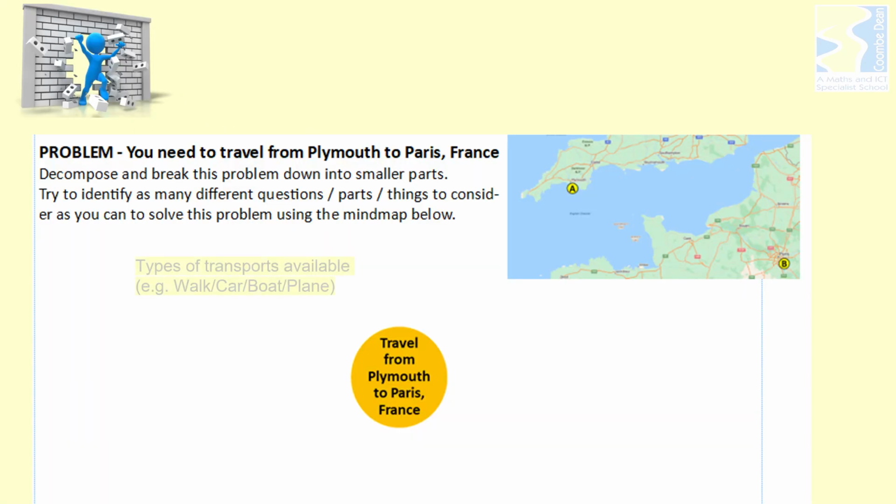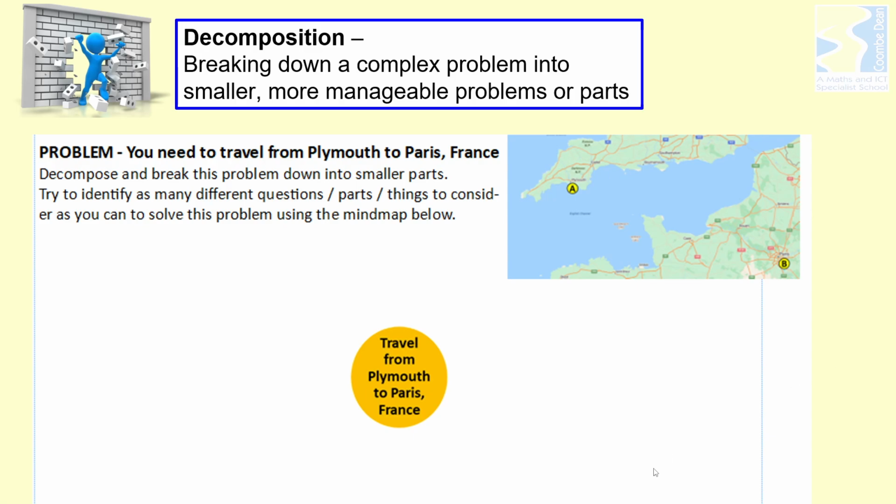So have a look at this. Decomposition is breaking a complex problem into smaller, more manageable parts. Have a look at this one. Imagine you had to travel from Plymouth to Paris in France. This could be considered quite a complex problem.